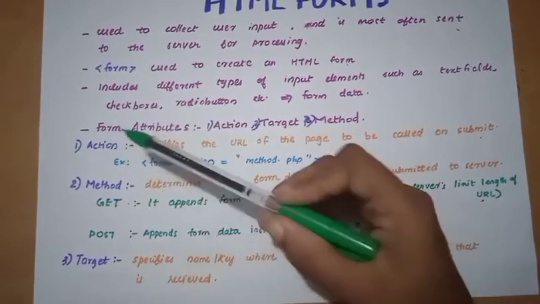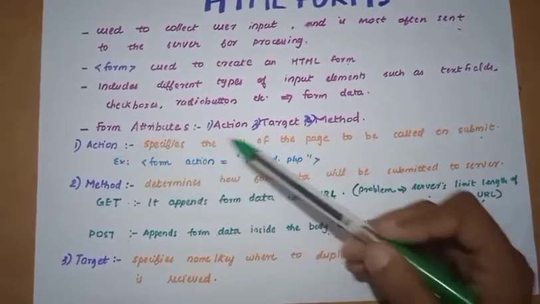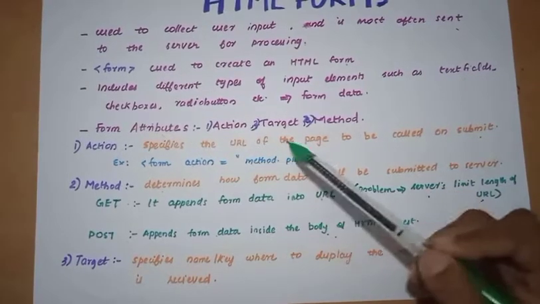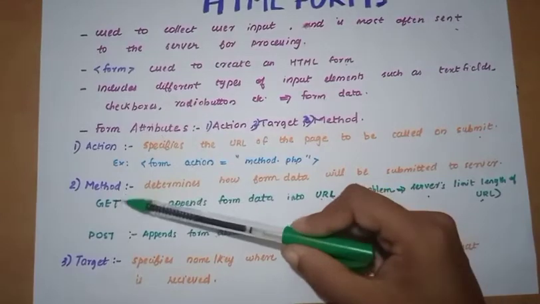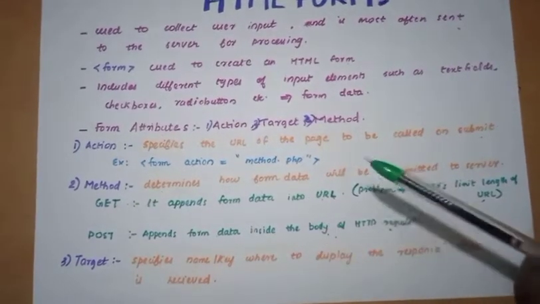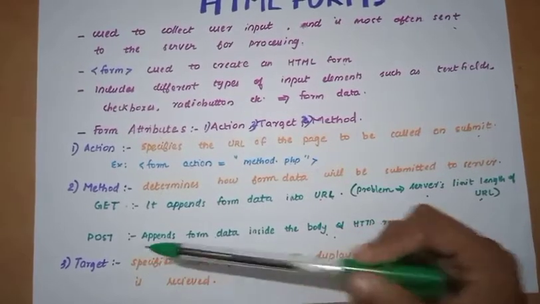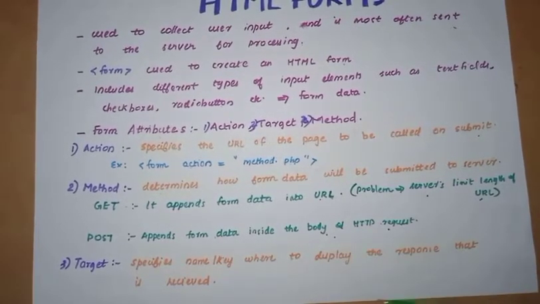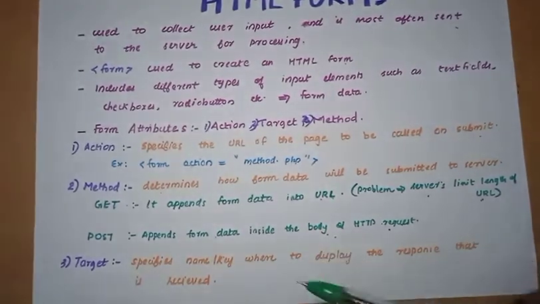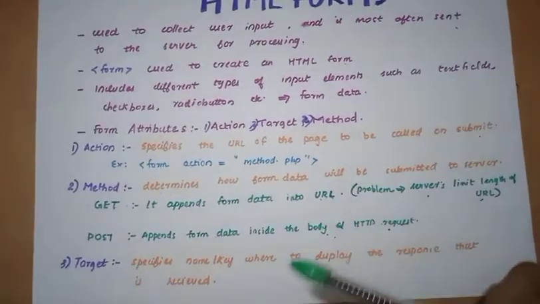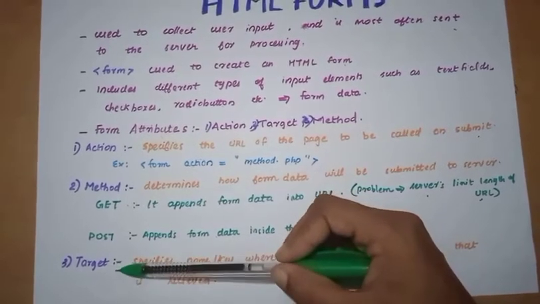So the thing is that the form attributes are action, method and target. Action will specify the URL of the page to be called on when submit. And method determines how these form data should be submitted to the server. And the target specifies to whom or which page is there to receive this form data, that can be mentioned using this target attribute.